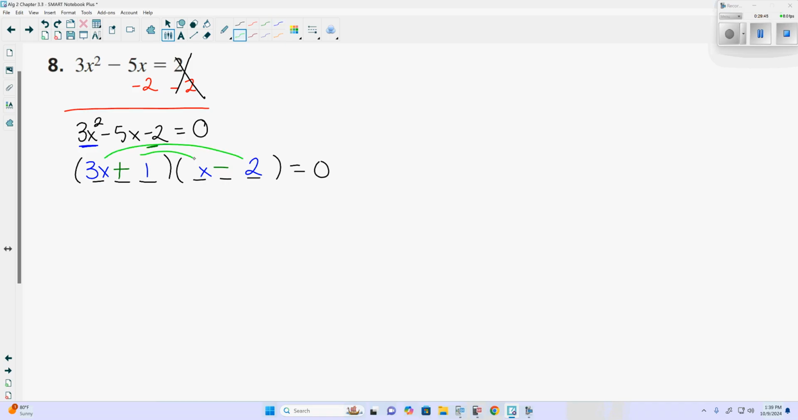And the last thing we can do is check before solving. 3x times negative 2 is negative 6x. 1 times x is plus x, giving us negative 5x.